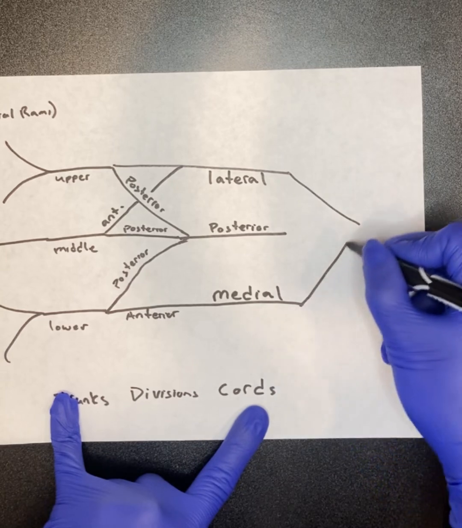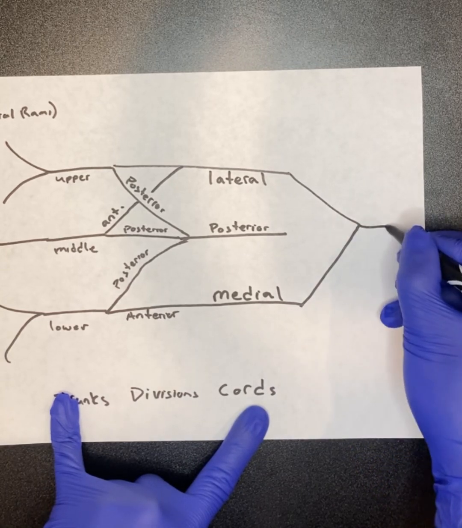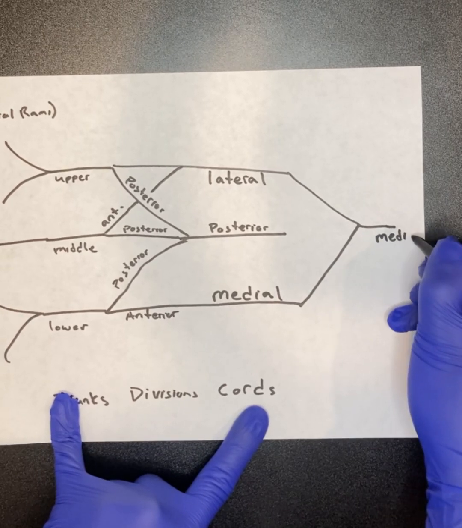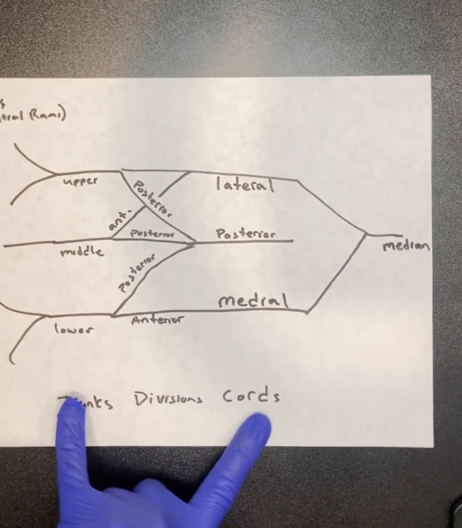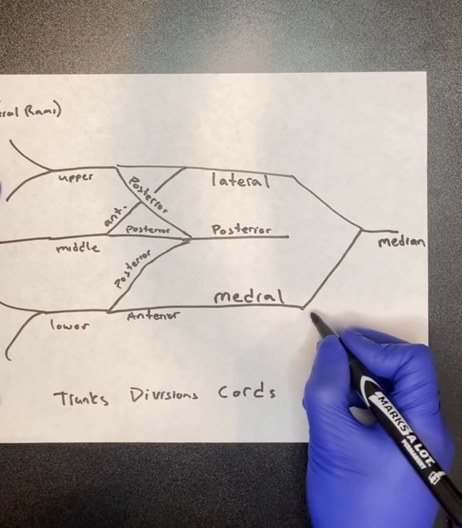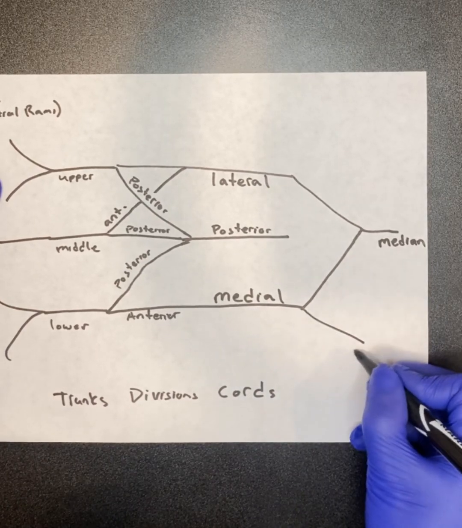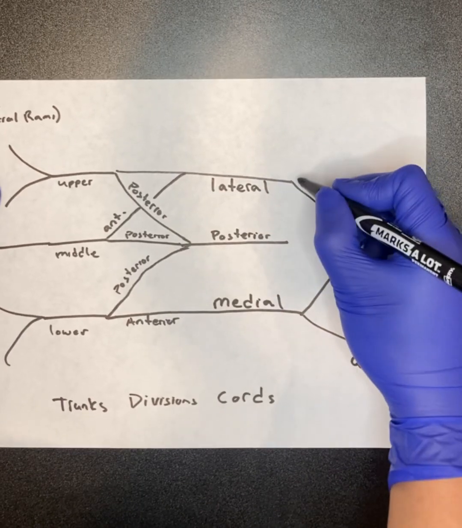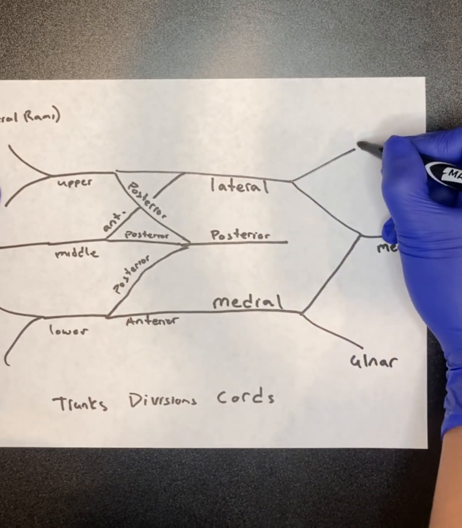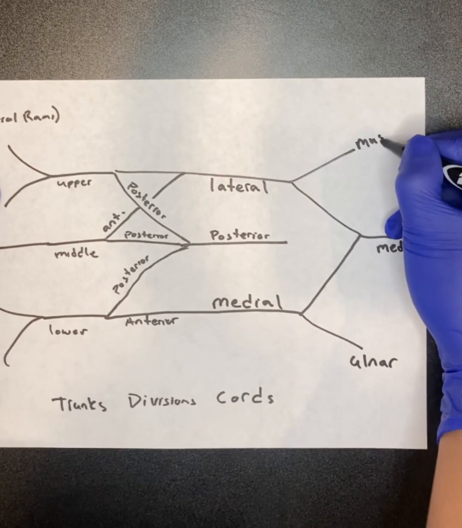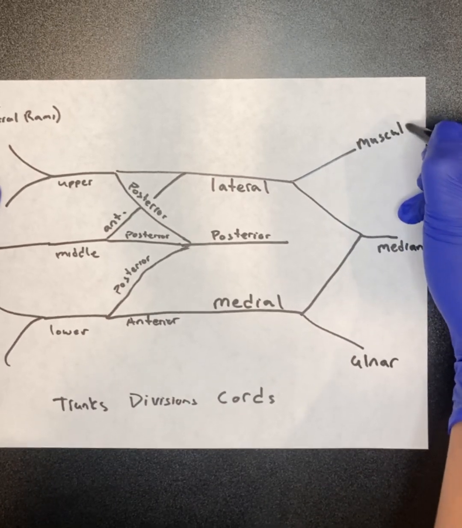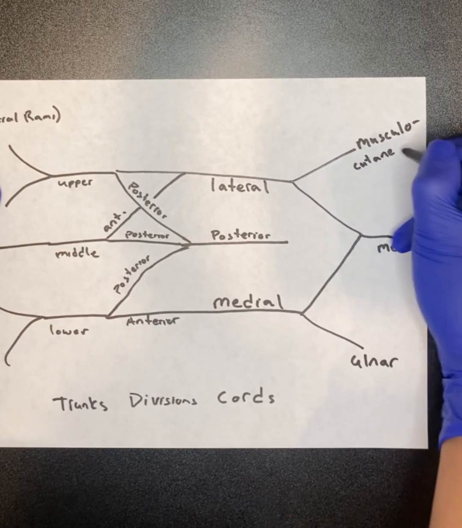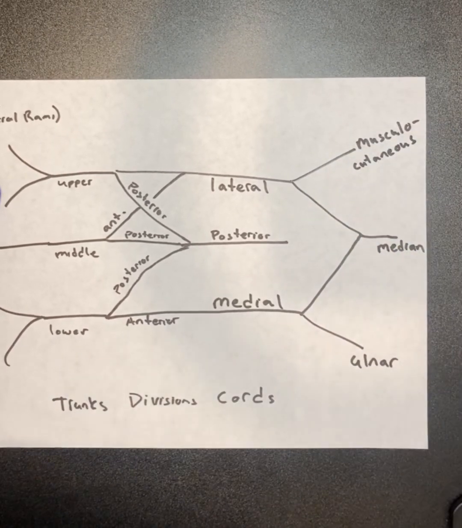From the lateral cord and the medial cord, these 2 will join together and form the median nerve. From the medial cord, you'll get 1 line. This will be the ulnar nerve. From the lateral cord, you'll get the musculocutaneous nerve. I'm running out of space here, so don't mind my writing.